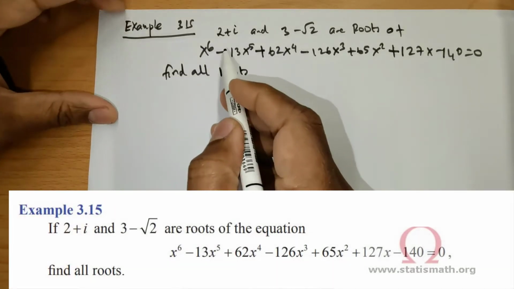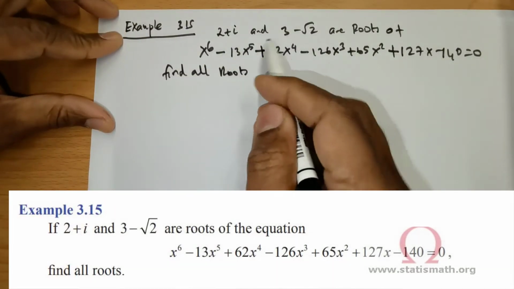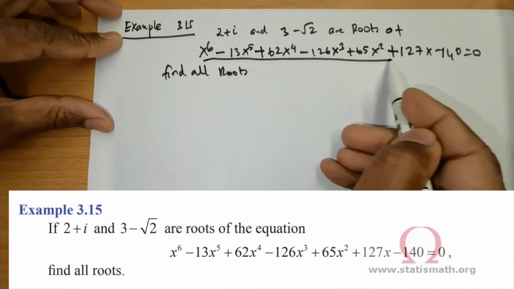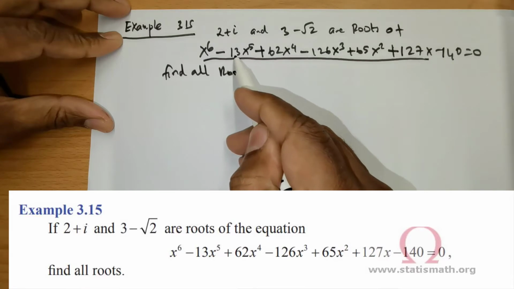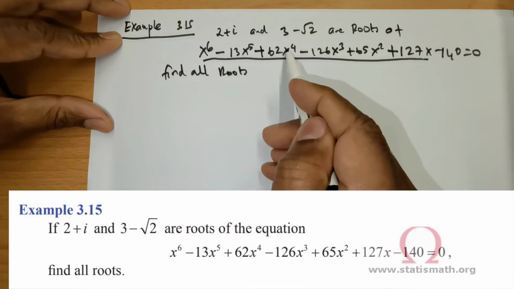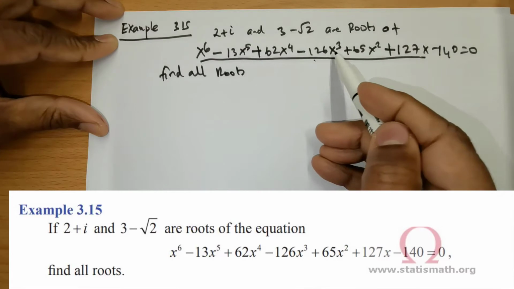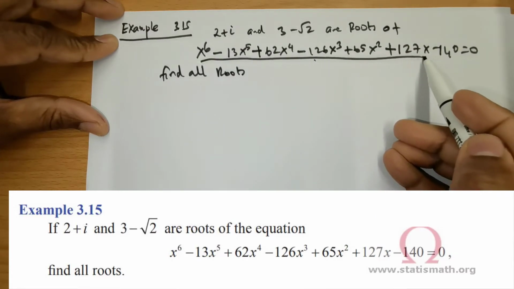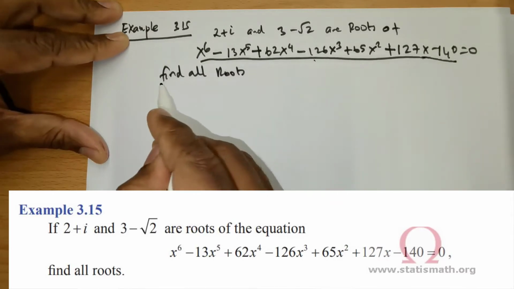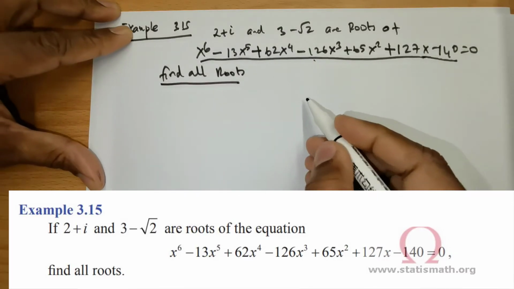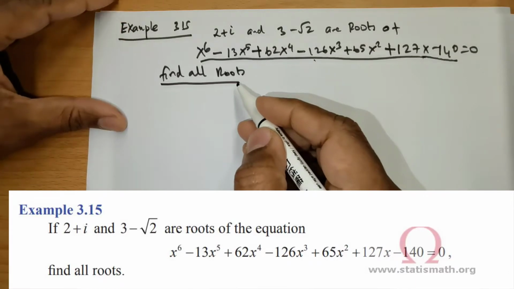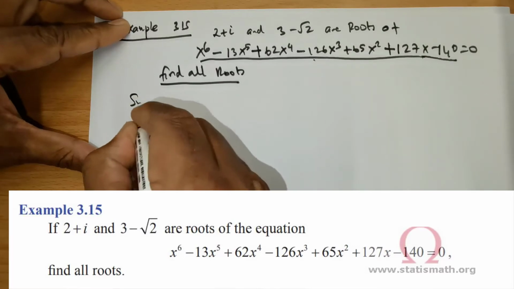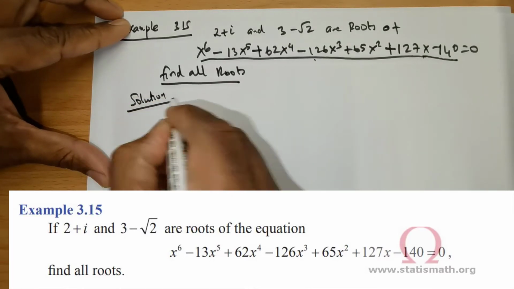Students, we are given this question. 2 + i and 3 − √2 are the roots of this polynomial: x^6 − 13x^5 + 62x^4 − 126x^3 + 65x^2 + 127x − 140 = 0. You are expected to find all of the roots of this particular polynomial equation. So, we will obtain the solution as follows.